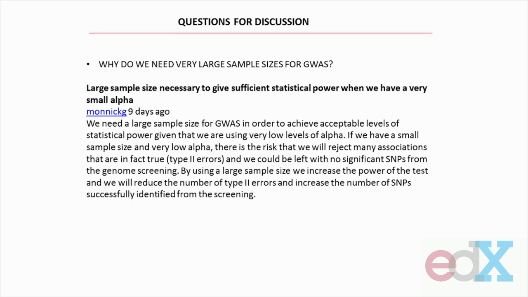So the answer is that we're expecting actually quite weak, small relative risks, and we're also demanding this very small alpha courtesy of multiple comparisons testing. And so we need a very large sample size to have really any statistical power with these low levels of alpha. So Monique G points out that with small sample sizes and very low alpha, we risk that we'll reject many associations that are in fact true, so-called type 2 error, and we mightn't have any significant SNPs at all.